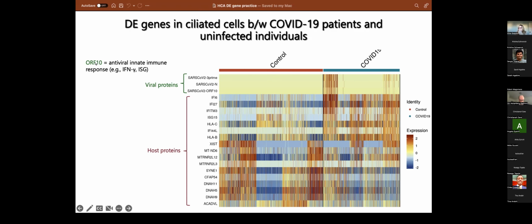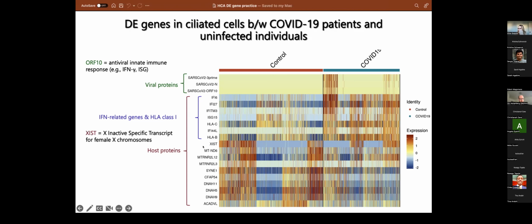And it looks like all the open reading frames are related to antiviral innate immune response, such as interferon gamma and interferon gamma induced or stimulated genes. The bottom part is host proteins, and there are so many genes as well. Basically, this group is interferon gamma related genes and HLA class 1 genes. Of course, these are upregulated in the COVID-19 patient.